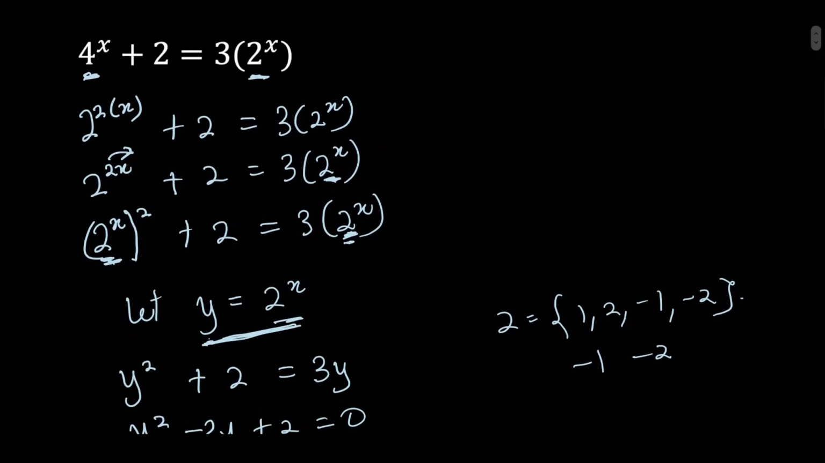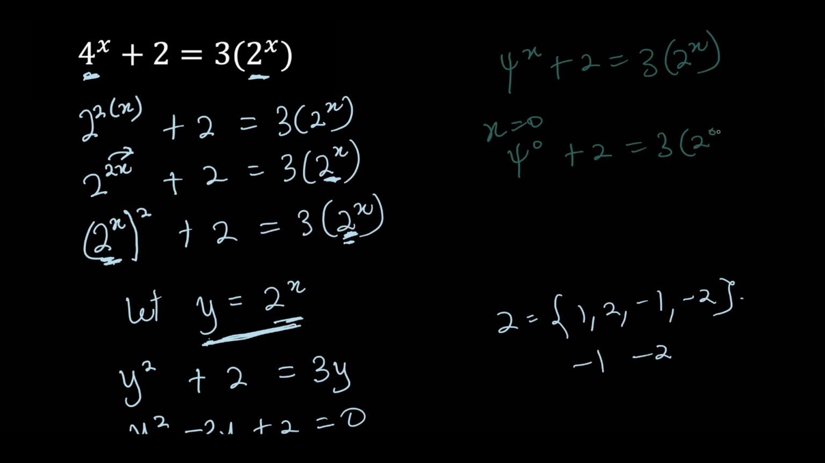So let's quickly verify our answer to check if we are right. So the question is 4 to the power x plus 2 equals 3 into bracket 2 to the power x. So we had x equal to 0. So if this is 0, we're going to have 4 to the power 0 plus 2 equals 3 into bracket 2 to the power 0. So 4 to the power 0 is going to give us 1 plus 2, and then 2 to the power 0 is going to give us 1. So 3 equals 3, meaning we are right.